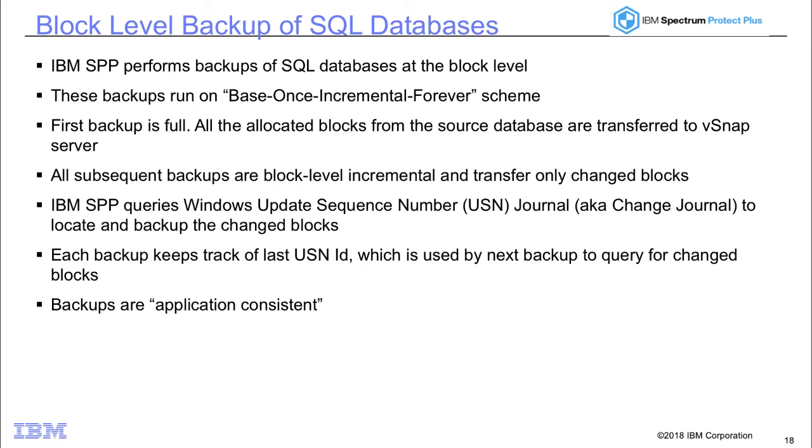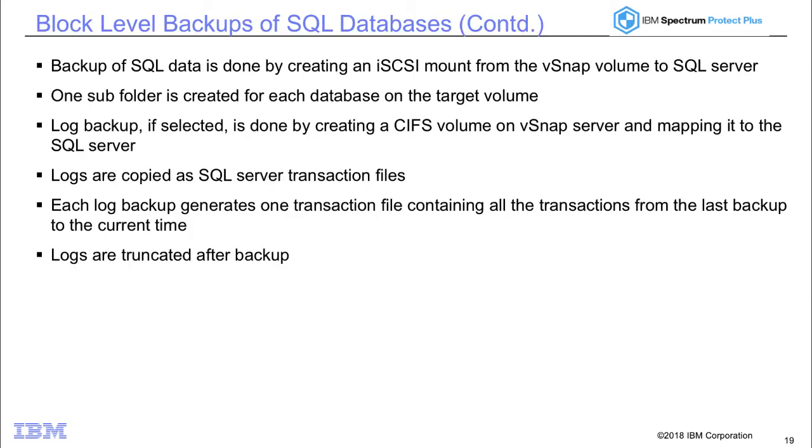Each backup is going to keep track of the last USN ID, which is used by the next backup to query for change blocks. And of course, the backups are going to be SQL Server application consistent. Once it gets the blocks that it needs to back up, the backup of the SQL data is going to be done by creating an iSCSI mount from the VSnap volume to the SQL Server. And then a subfolder is going to be created for each database on the target volume.